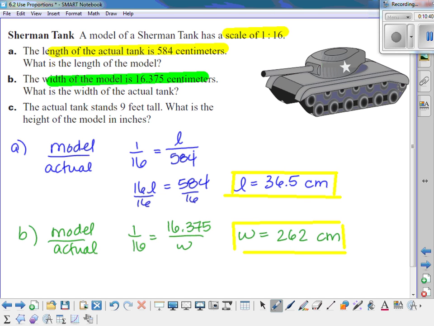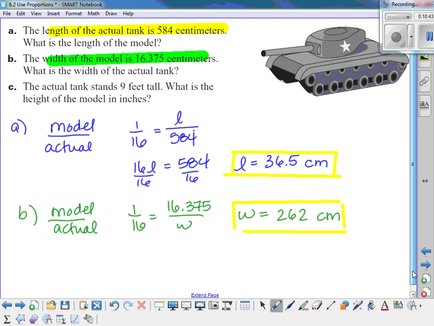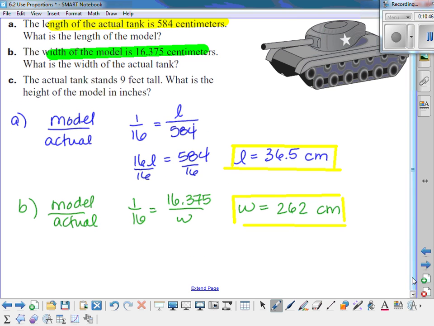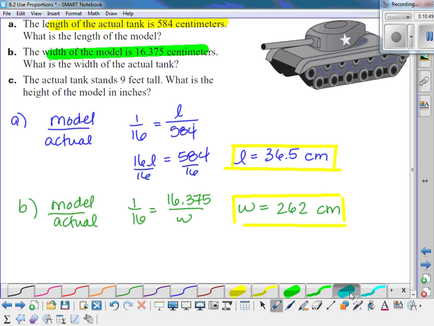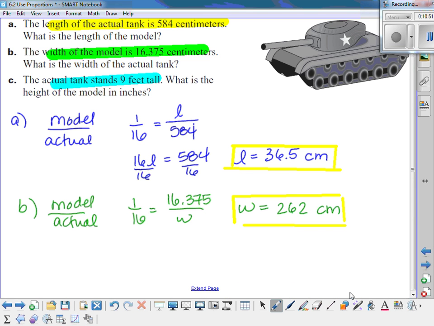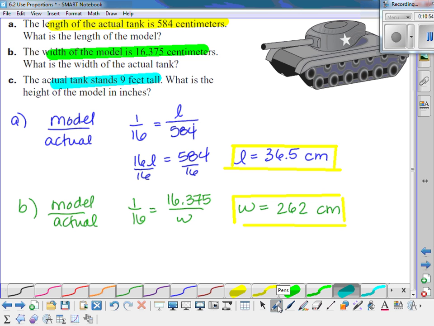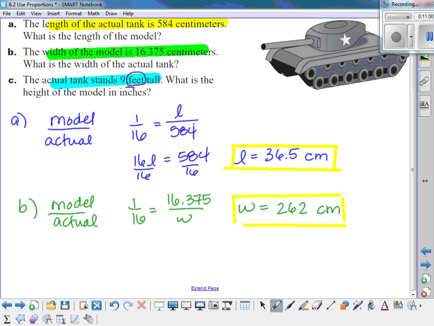All right, so part C, they said the actual tank stands 9 feet tall, and they want to know what's the height of the model in inches. Well, what we have to notice is that they gave one dimension in feet, but they want the other dimension in inches. So again, if we use our ratio of the model over the actual of 1 to 16, the model they didn't give us, that would just be h for the height, over the 9 feet.